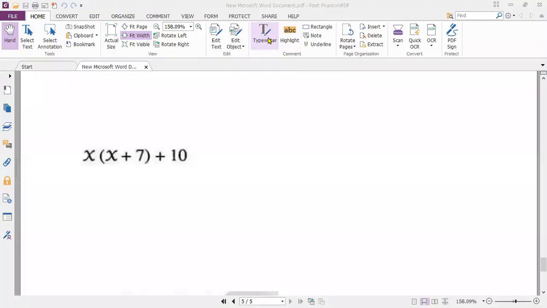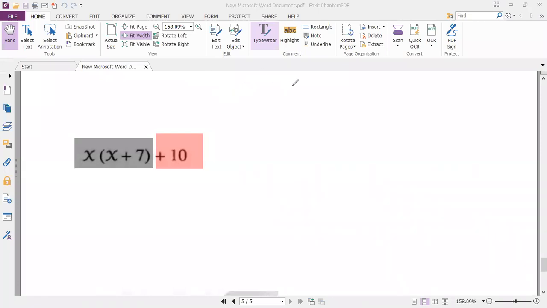Here in this expression, I want to ask you a question. How many terms here? We have two terms. X multiplied by x plus 7 is one term. And we have here plus 10. This is the second term. So how many terms do we have? We have two terms, okay?